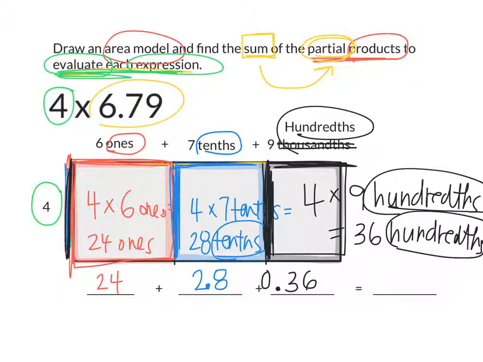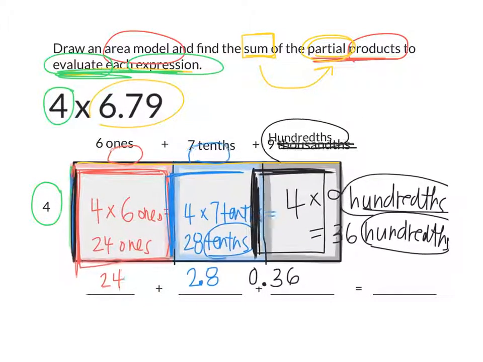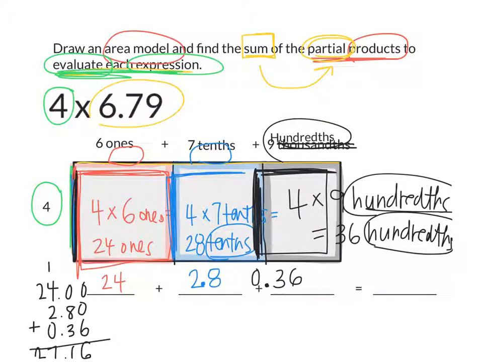Do you agree? Yeah. Luckily, we know how to use standard algorithm to add that up. After I add it all up, I can find out that my total product is 27 and 16 hundredths.